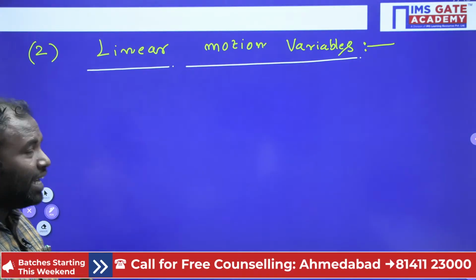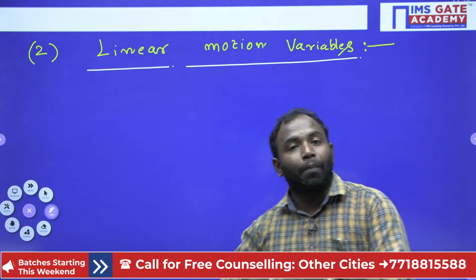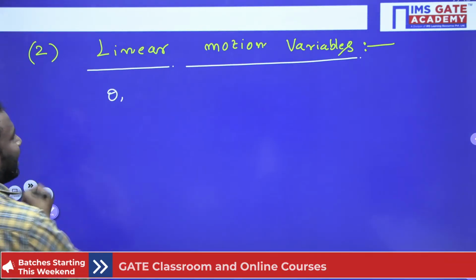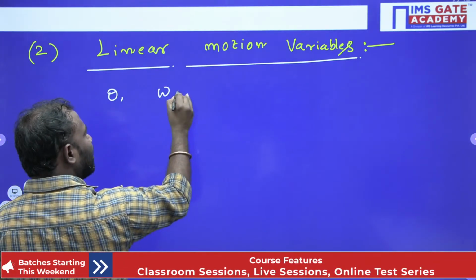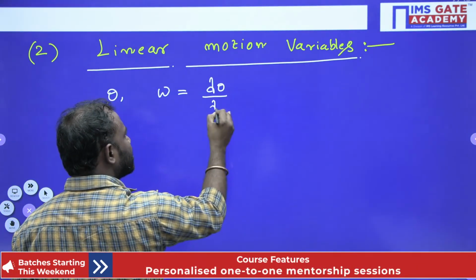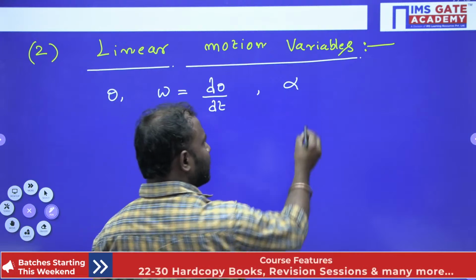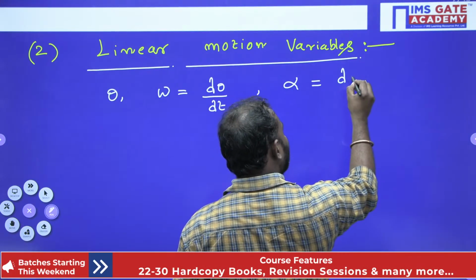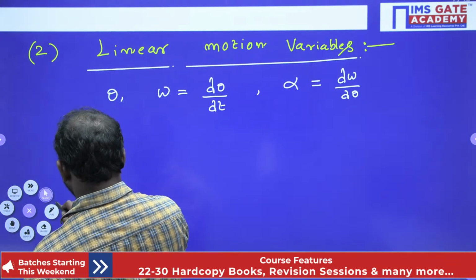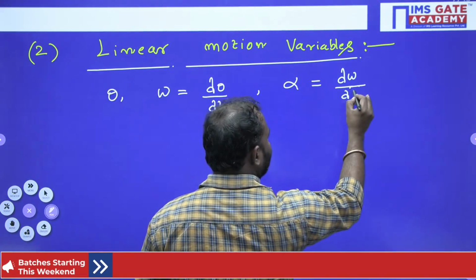So, like the linear motion variables, let us also study the angular motion variables. What are the angular motion variables? Theta is the angular displacement. Omega is the angular velocity, that is theta differentiated with respect to t. Now angular acceleration alpha is equal to d omega by dt. Sorry, it is not theta.